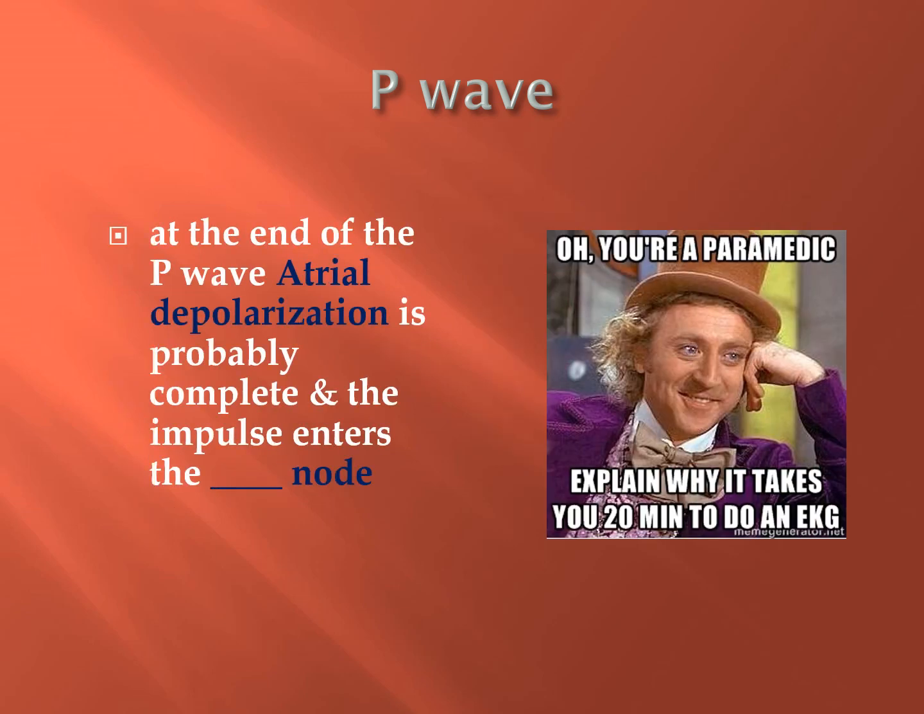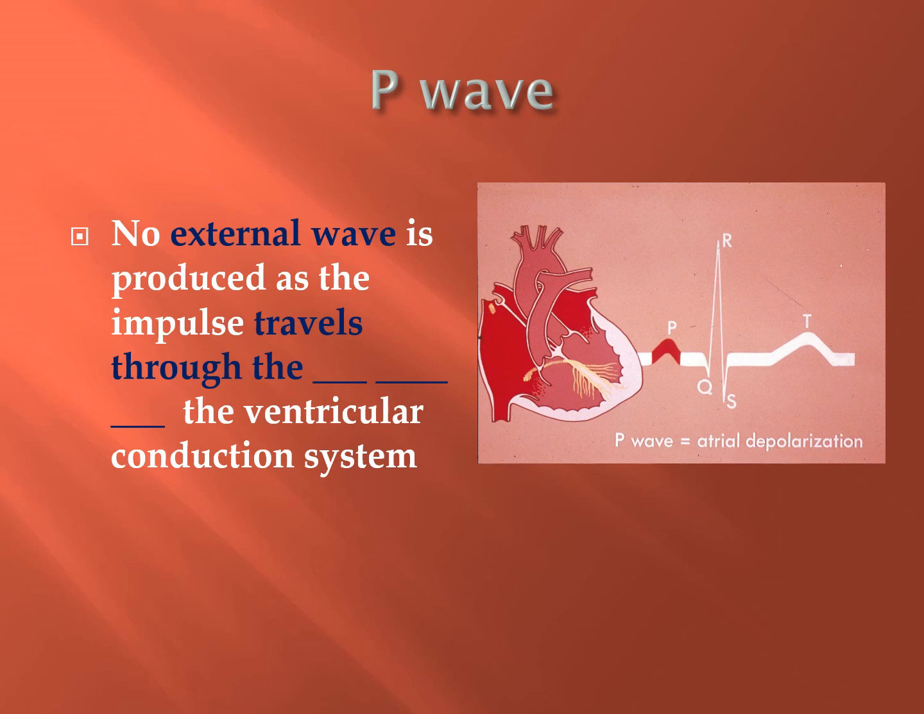More about the P wave. At the end of the P wave, atrial depolarization is probably complete. The impulse then enters the AV node. Remember, we go from the SA to the AV node. There is no external wave produced as the impulse travels through the AV node. So we see the SA, and then there's no electrical activity, so that's the isoelectric line. As it goes through the AV node to the ventricular conduction system, it does not show an impulse on the EKG.